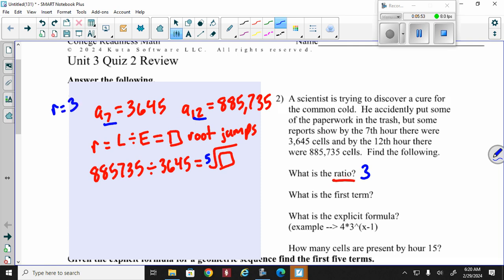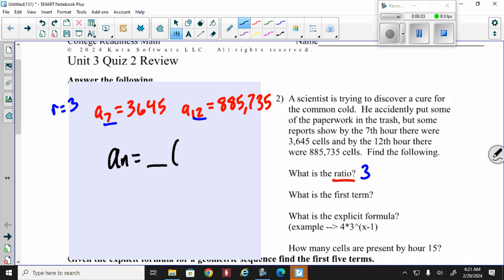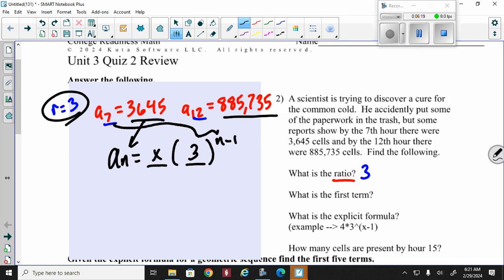Now, at this point, finding our first term is very similar to what we just did with question number 1, except it's geometric. So geometric is A of n is equal to something, parentheses something, n minus 1. Now, remember, your R goes here. We got to find our first term. Do I want to work with 3,000 or 885,000? Well, obviously 3,000. I want to work with that smaller number. There you go. N goes there.